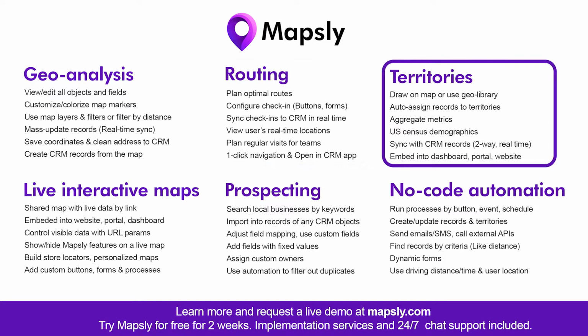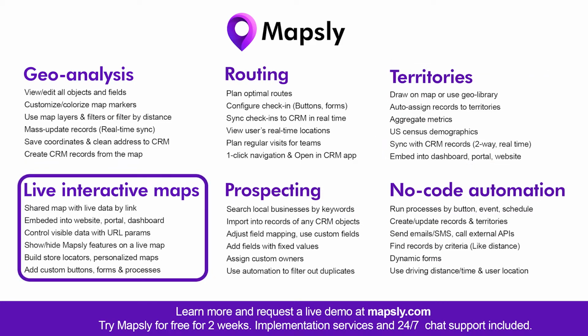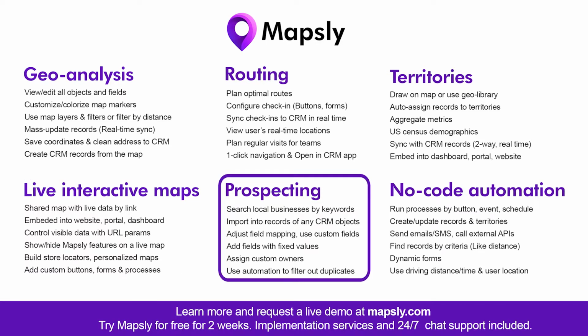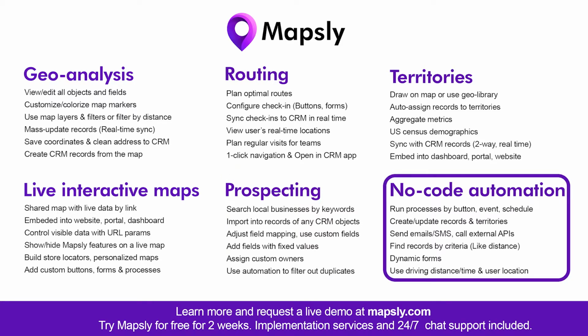Creating territories, their automatic assignment to your records, and calculation of aggregate metrics. Embedding live maps into websites, portals, and dashboards. Discovering local prospects by keywords and importing them to Keap with adjustable field mapping. And building automated processes without writing code, which can create and update CRM records, send emails and SMS, calculate driving distance and time between locations, update territories, and search for records that match certain criteria.